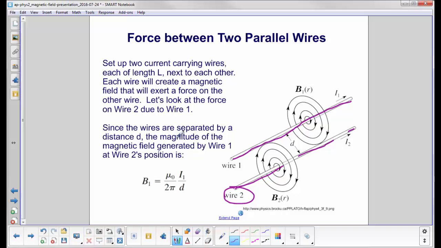So let me just read this again just to make sure. The wires are separated by a distance d. The magnitude of the magnetic field generated by this wire that is over here near I2 is B1 equals mu 0 I1 over 2 pi d. And that's the equation we gave last chapter for the magnetic field due to a current carrying wire.